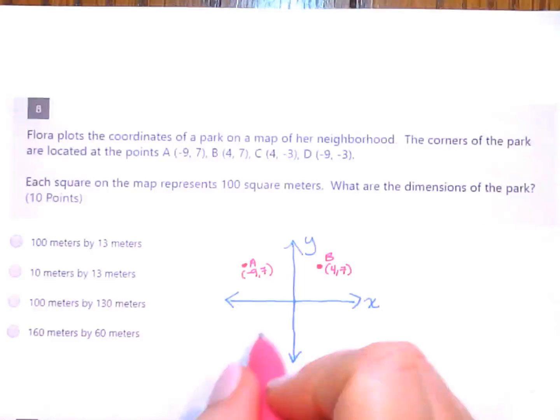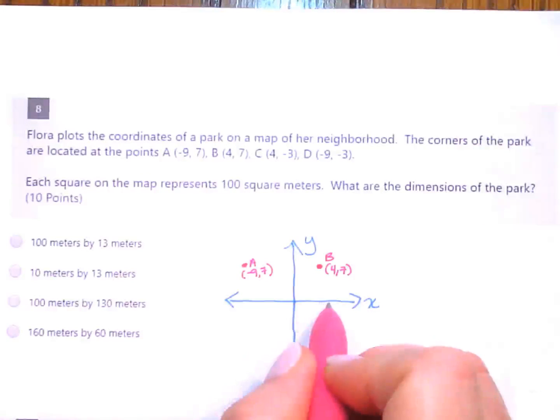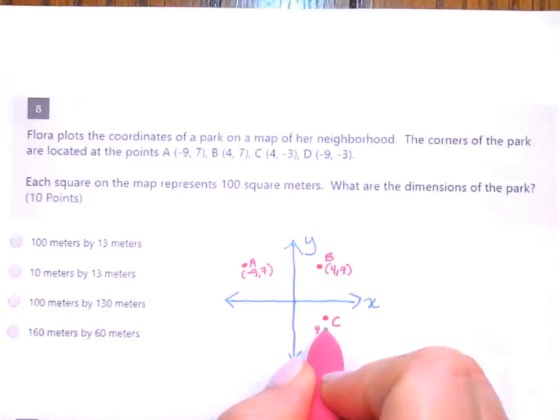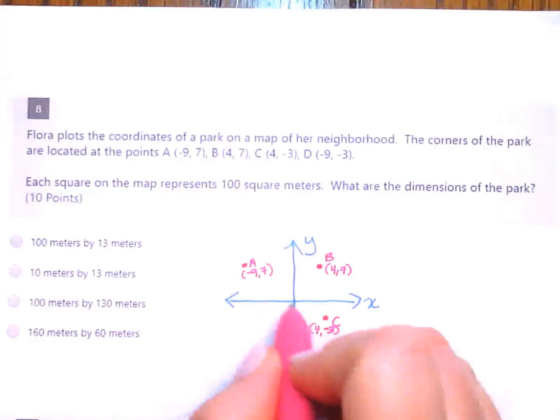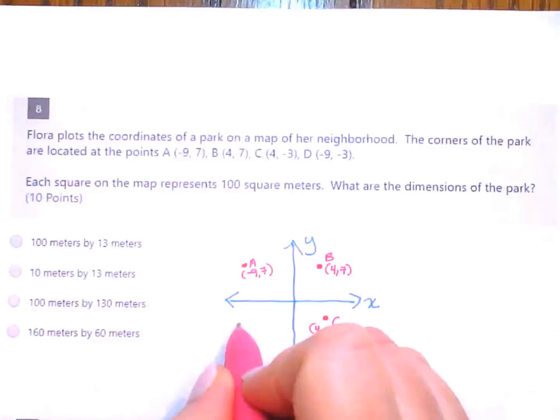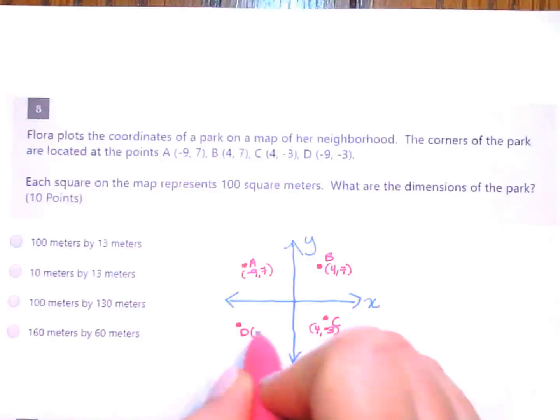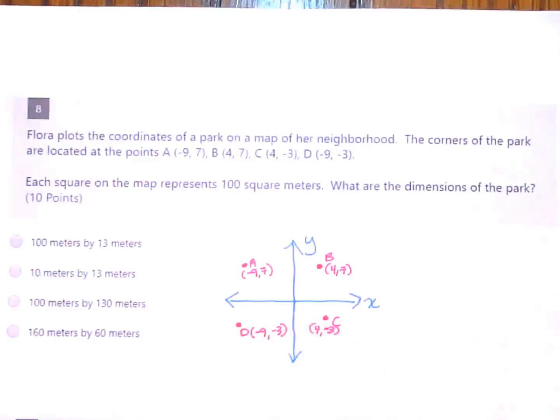Okay, and then if we go to C, it's going to be over 4 and down 3. And here's C, that's 4, negative 3. And then we go to D, which is going to be over negative 9 and down 3. And that's D, and it is negative 9, negative 3. All right? Now, it doesn't have to be perfect. We're not looking for perfection. We just want to know what's going on.